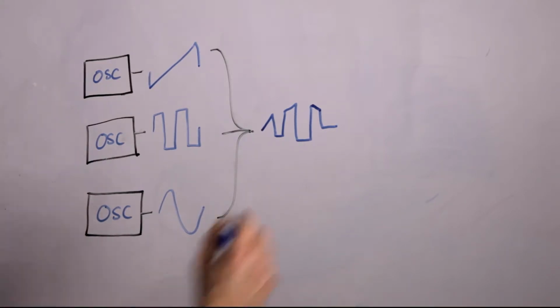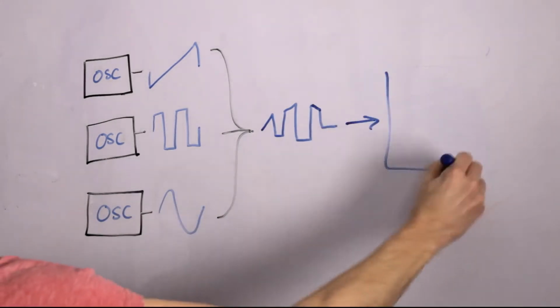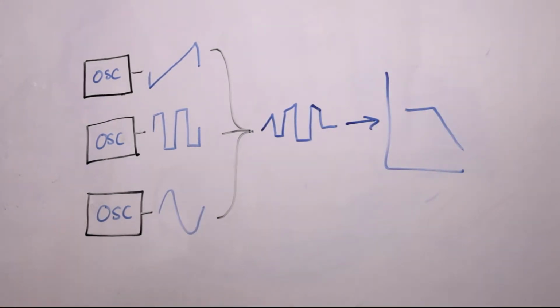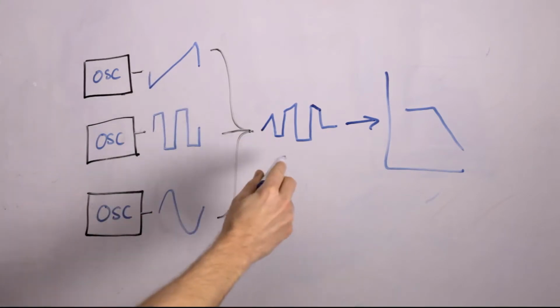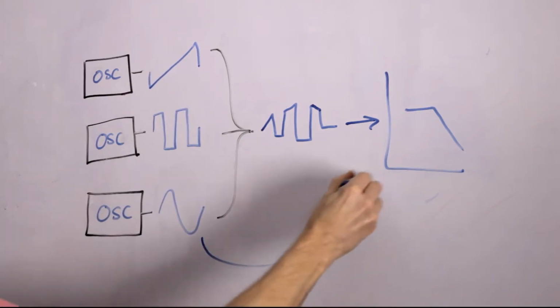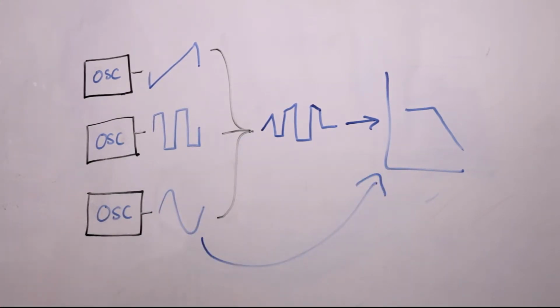The signal then normally goes into a filter of some kind, which can be used to remove or filter out different frequencies. And this can be done to the combined oscillator output, or individual oscillators, or sometimes both, depending on the complexity of the synth.